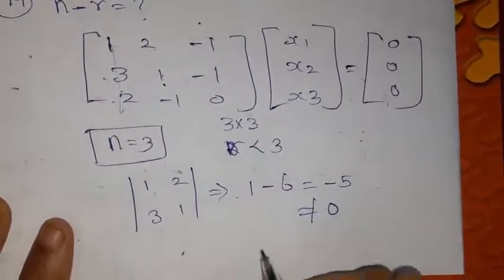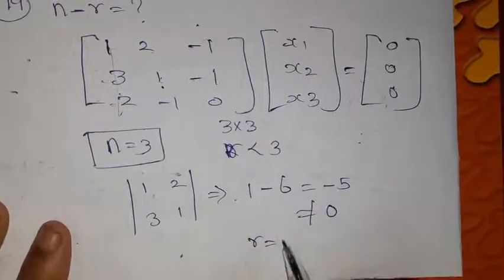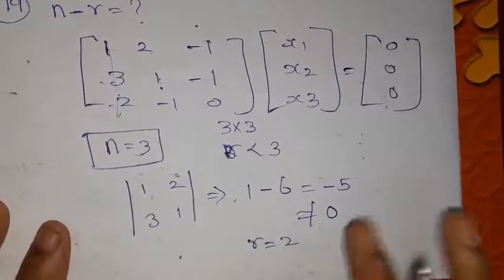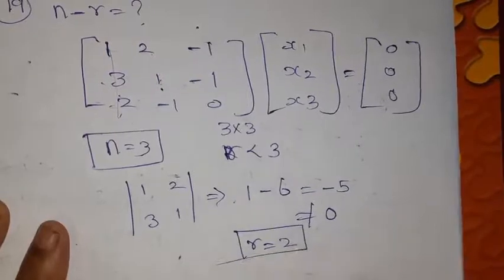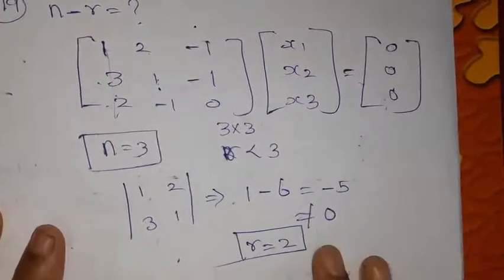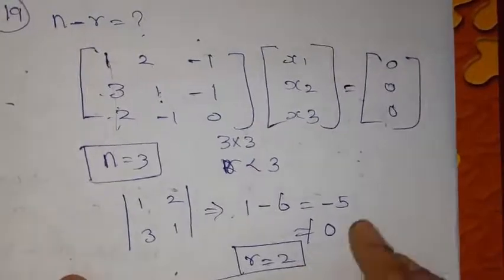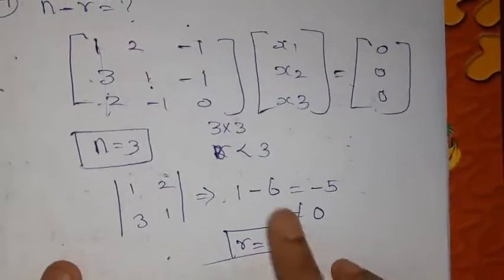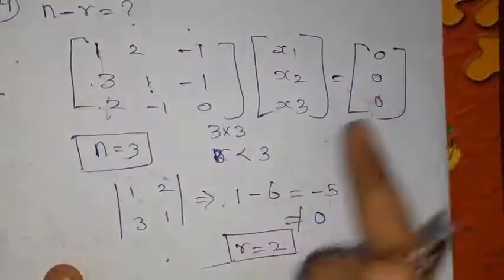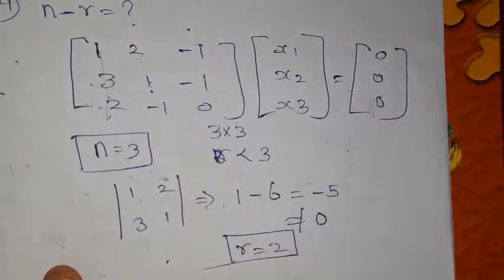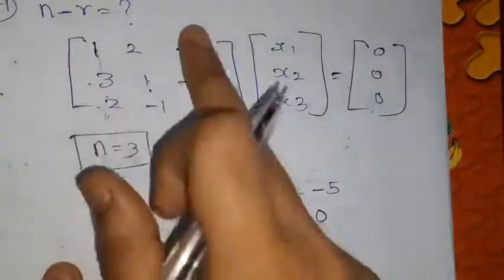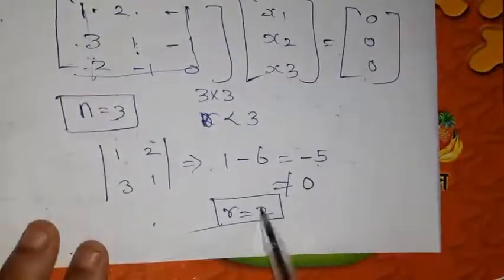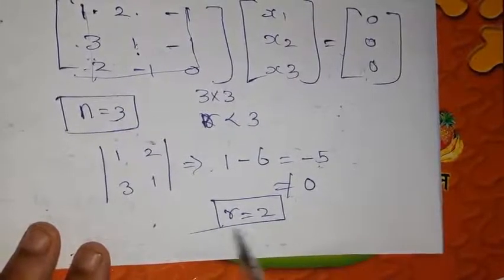If it is not equal to 0, obviously the rank should be less than 3. In this case it is not equal to 0, so the rank is equal to 2. If it were also equal to 0, then we would check further, and the rank would be 1 only. Here the rank should not be 3; it should be less than 3. Then check any one minor. I will check for minus 1: cancelling this minus 1, we get 1, 2, 3, 1. It is a constant value and it will not vanish. So the rank is nothing but 2.